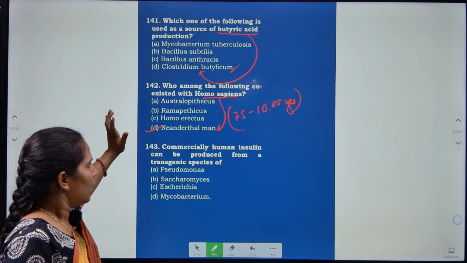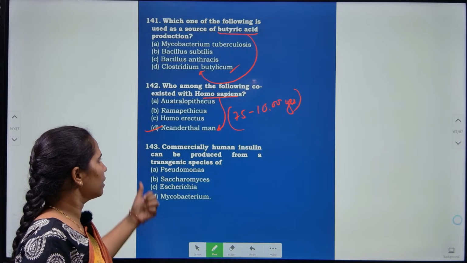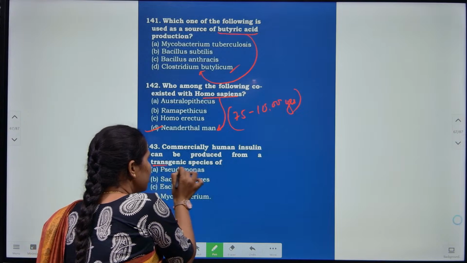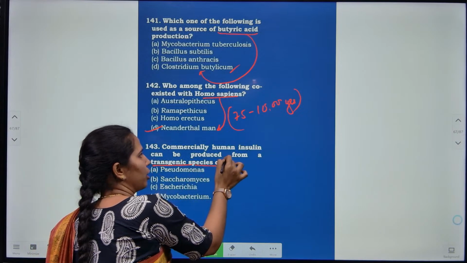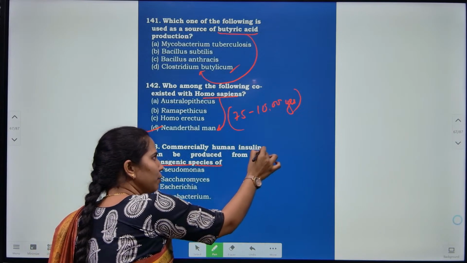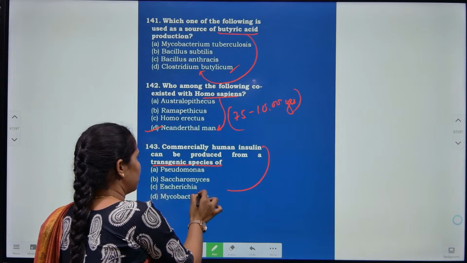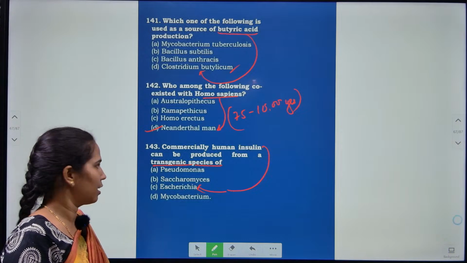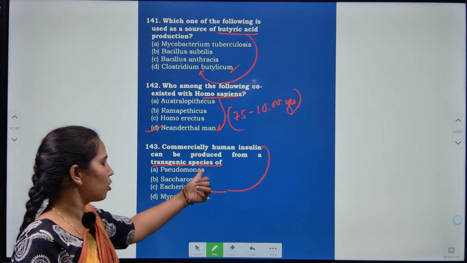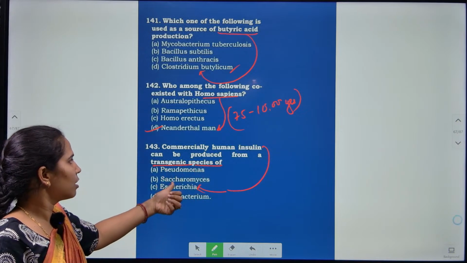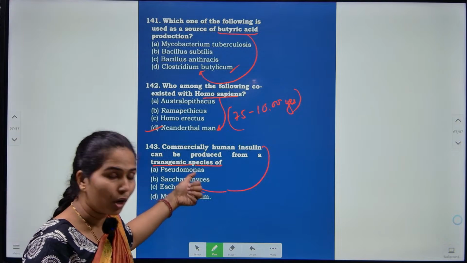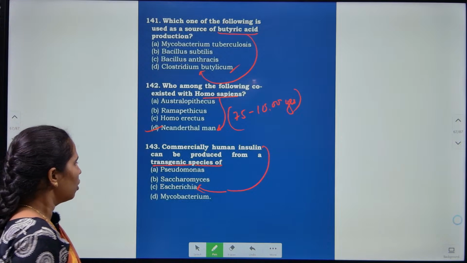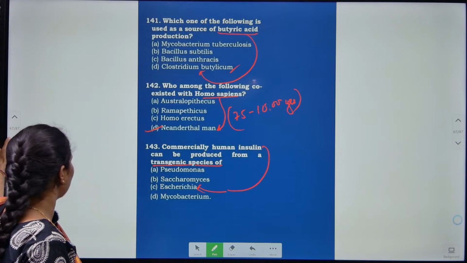Commercially, human insulin can be produced from a transgenic species here. Now, the transgenic species which we use for the production of insulin is always the E. coli, that is Escherichia coli. So, Pseudomonas is not going to help as a transgenic here because it is going to cause disease here. Saccharomyces cerevisiae is not so, okay, and as well as the mycobacteria too.